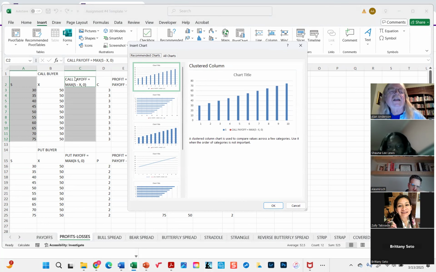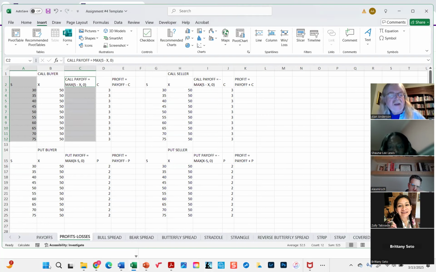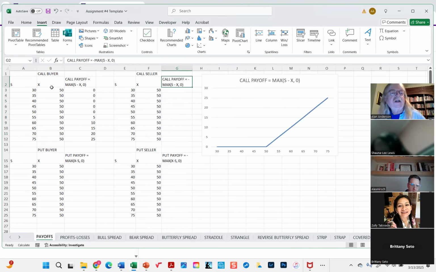oh, yeah, no wonder it's acting like that. There's no numbers in there. Let's go back to this one. Yeah, so this is how I got this one. Select this one, because that's the horizontal axis.